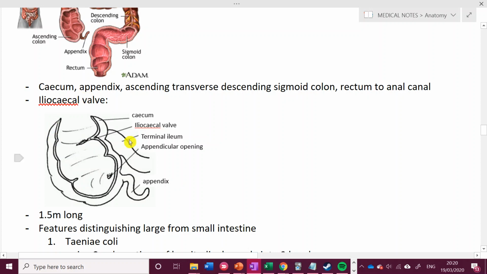So we've got the ileocecal valve, which we said is the junction between the terminal ileum and the cecum, and that's made of circular smooth muscle. So this is the cecum, ileocecal valve, terminal ileum. This is the opening to the appendix, and that's the appendix here.